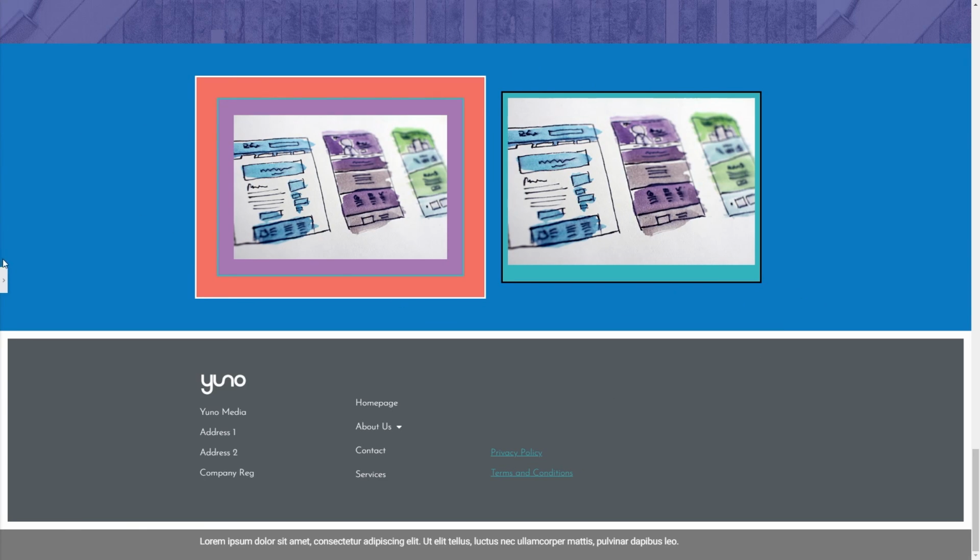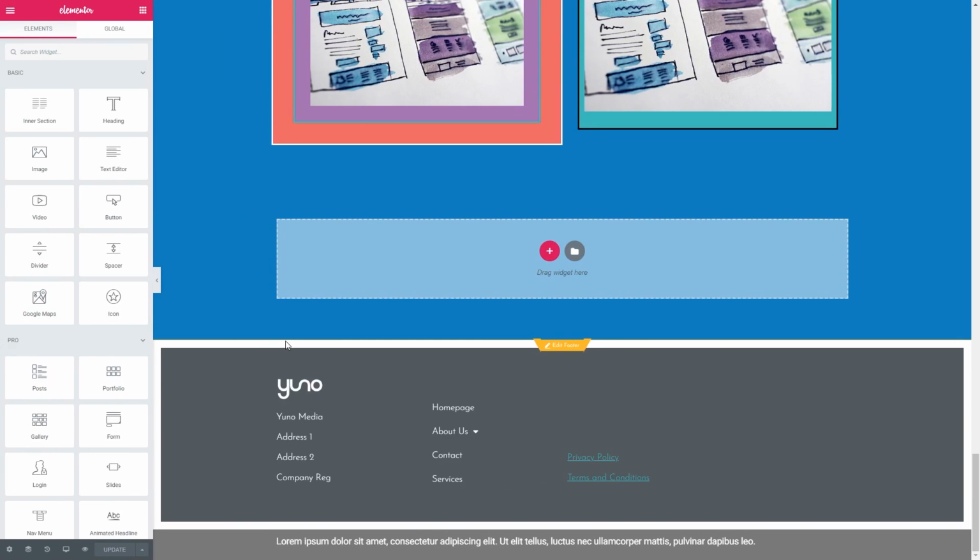Don't forget, to get there, you just need to go to Templates on the left of your WordPress dashboard, add new template, select footer, and give it a name.